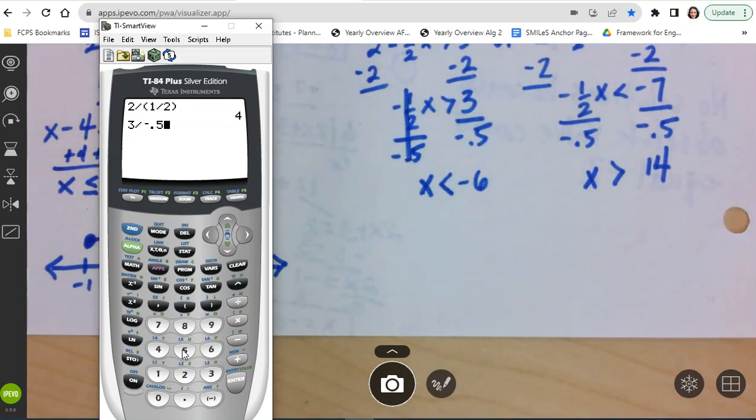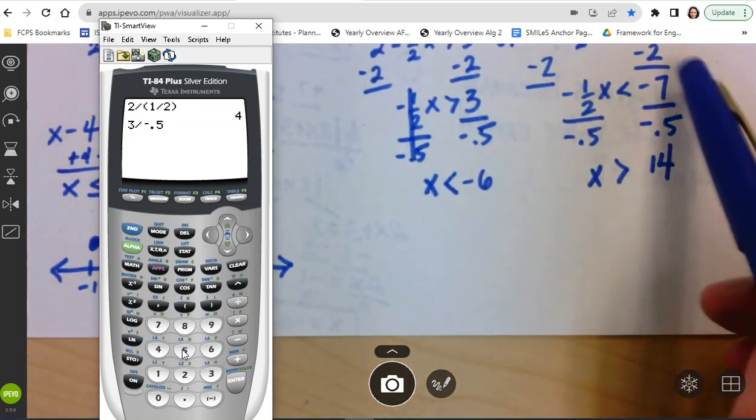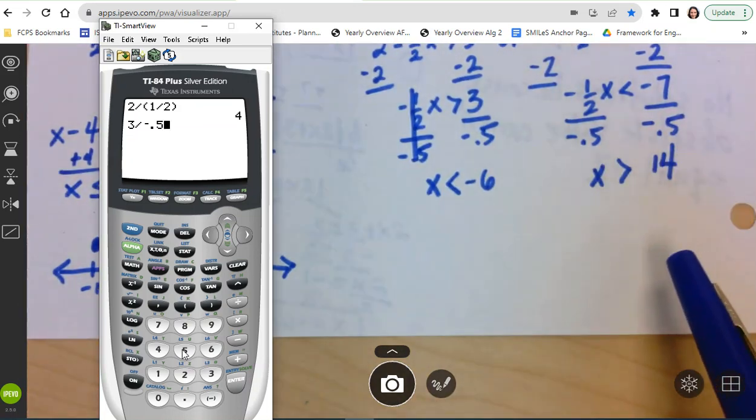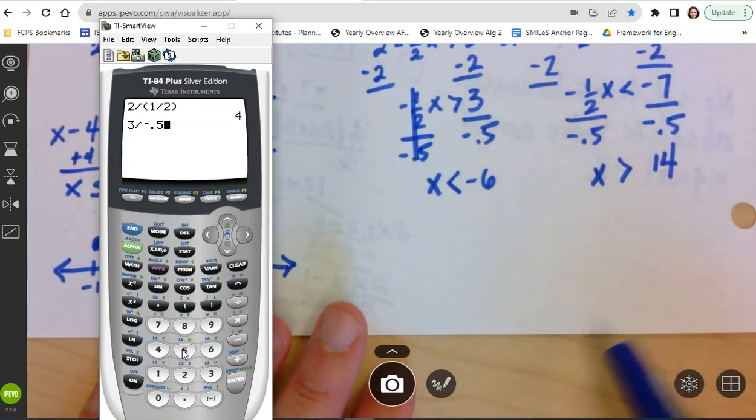What's that? Say it again. Does that apply to? Yes. Good question. So Nick said, does that also apply to greater than or equal to? Yes. But it's only when you divide both sides by a negative. So you can have a negative number on top and divide. That's not a problem. But when you divide both sides by a negative, then you're going to switch.